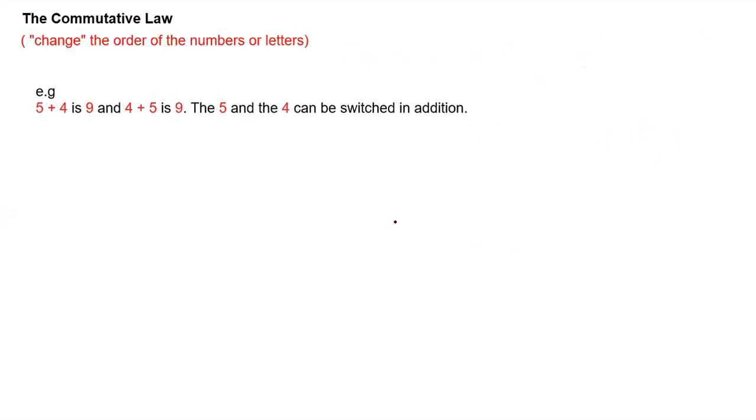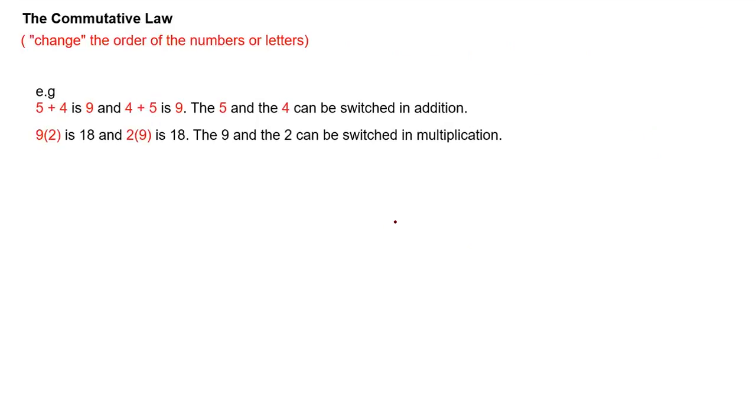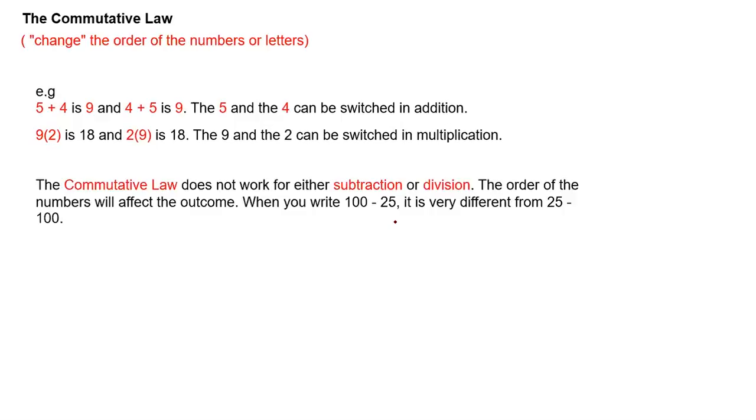The 5 and the 4 can be switched in addition. Same applies to multiplication. There, 9 times 2 is 18, and 2 times 9 you still get 18. The 9 and 2 can be switched in multiplication, but when you try to apply it on division and subtraction, you discover that it's going to fail. So, meaning division and subtraction do not obey the commutative law.